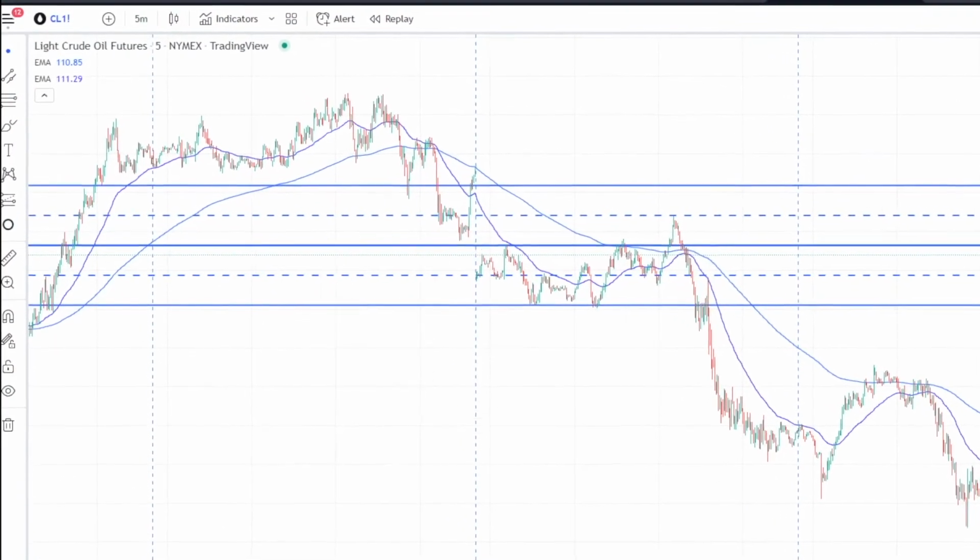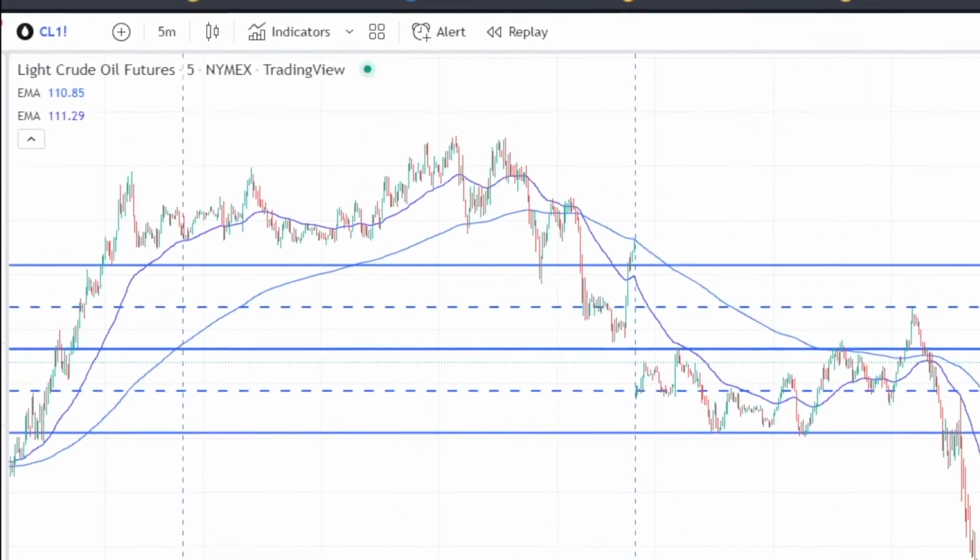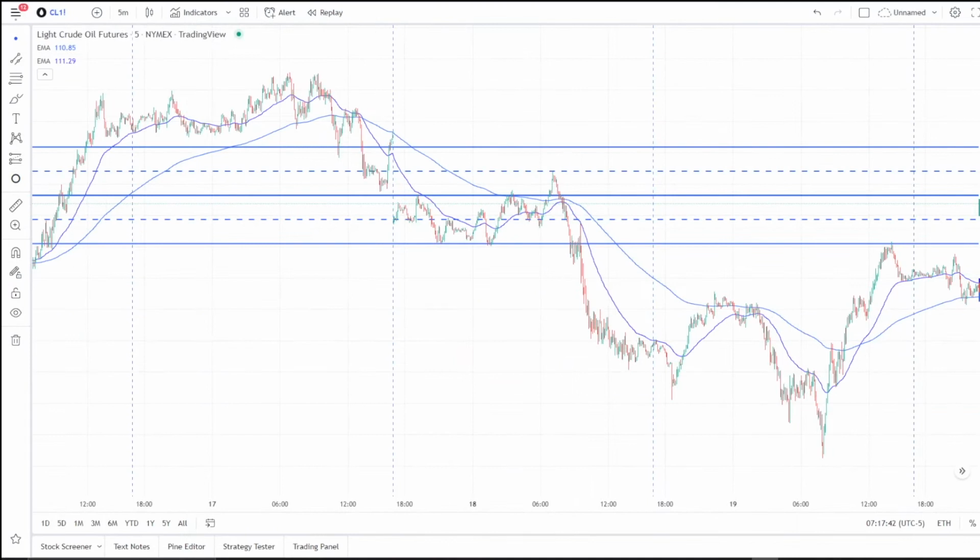In today's short tutorial, we are going to take a look at how we can trade the crude oil futures using the Mr. Bond lines. Earlier on in the year, we did make a video on how to trade and set up the Mr. Bond lines, but now I'm going to go a little bit more in depth into different strategies we can use to actually trade off the levels.